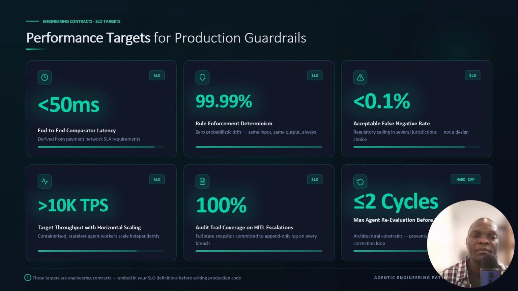Setting these hard latency and error rate targets as non-negotiable constraints is what separates a robust enterprise system from a fragile one. By adhering to these limits, you ensure the system remains both highly responsive and compliant with strict regulatory and performance standards.